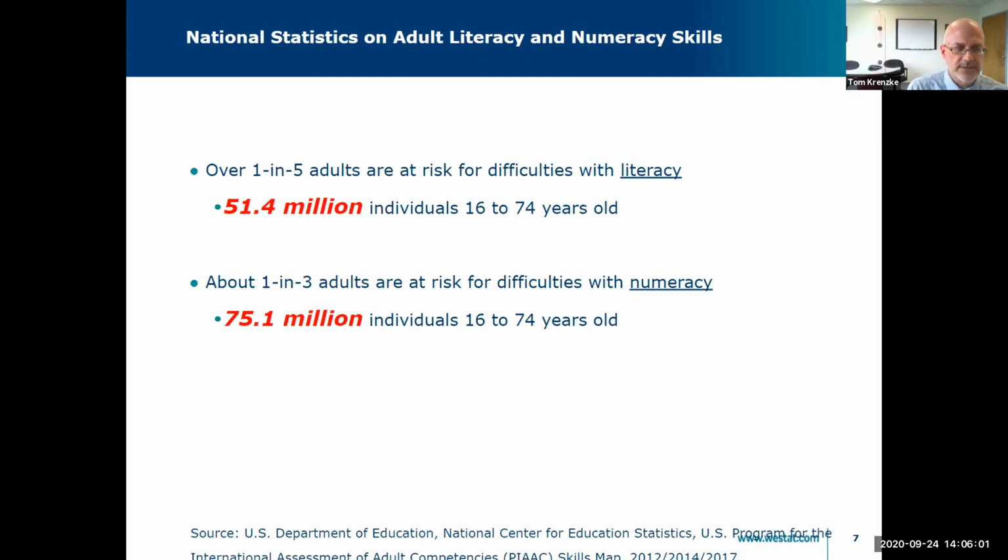And here are two sets of national statistics that Sharon also showed. Over 1 in 5 adults are at risk for difficulties with literacy, that is using or comprehending print material. This translates to over 51 million individuals 16 to 74 years old. Also, about 1 in 3 are at risk for difficulties with numeracy. This translates to over 75 million adults. These are adults who can only count, sort, or do simple one-step algebraic operations like adding, subtracting, multiplying, and dividing. These numbers are reported from a national assessment of adult skills called PIAAC.